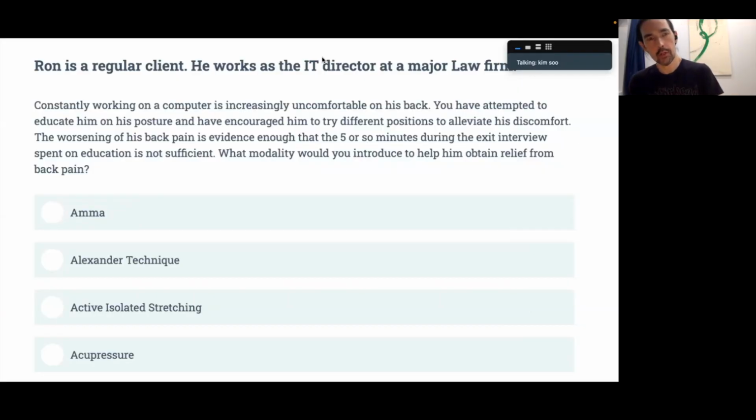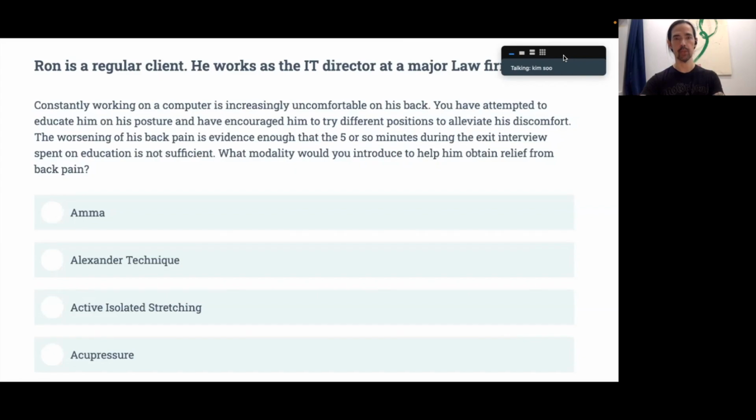Okay, here we go. Please ask for clarification if you need any, as usual. Ron is a regular client. He works as the IT director at a major law firm. Constantly working on a computer is increasingly uncomfortable on his back. You have attempted to educate him on his posture and have encouraged him to try different positions to alleviate his discomfort. The worsening of his back pain is evidence that the 5 or so minutes during the exit interview that you spend on educating him is not sufficient. What modality would you introduce to help him obtain relief from back pain? Would it be AMA, Alexander technique, active isolated stretching, or would it be acupressure?